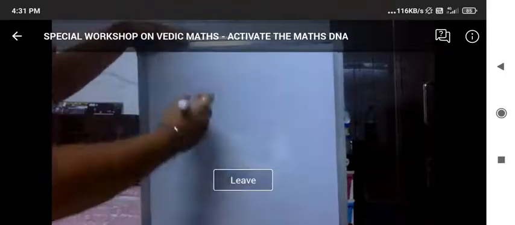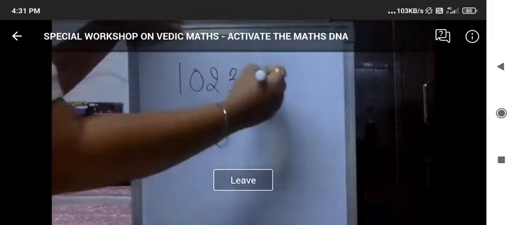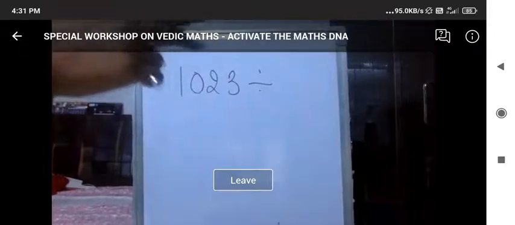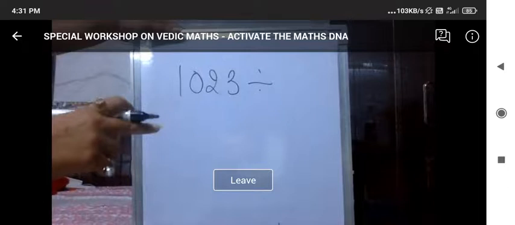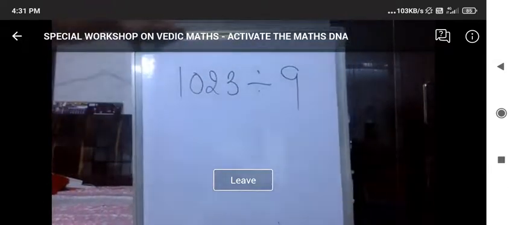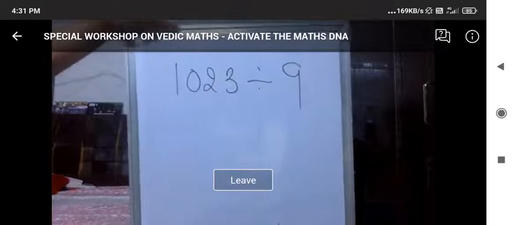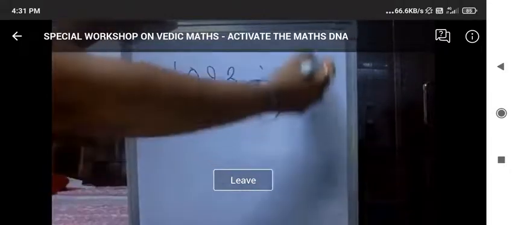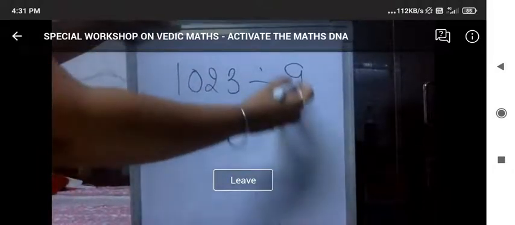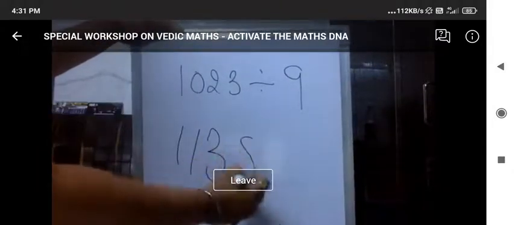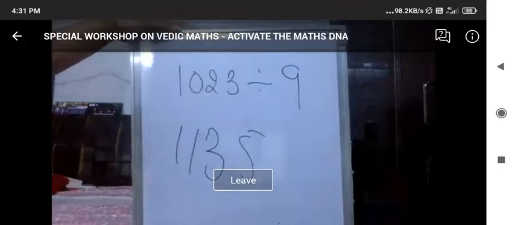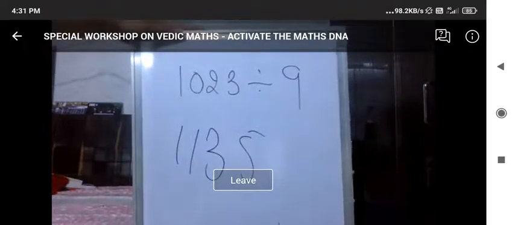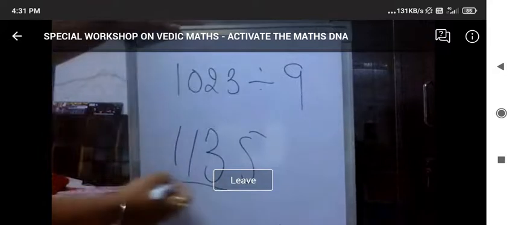Let's see. For example, if my number is 1023, I'm supposed to divide this number first by a single digit, and let's take the higher single digit number, that is 9. So I am supposed to divide this. You will read the table of 9, but I'll write the answer directly. I got my answer. You want to know how I got my answer? So this is my question and this is my reminder.